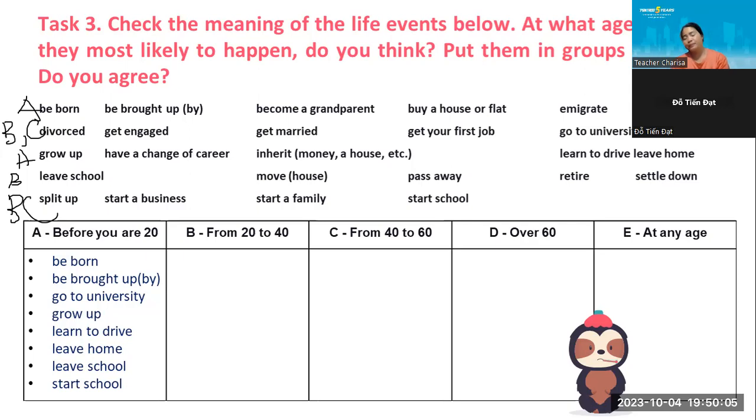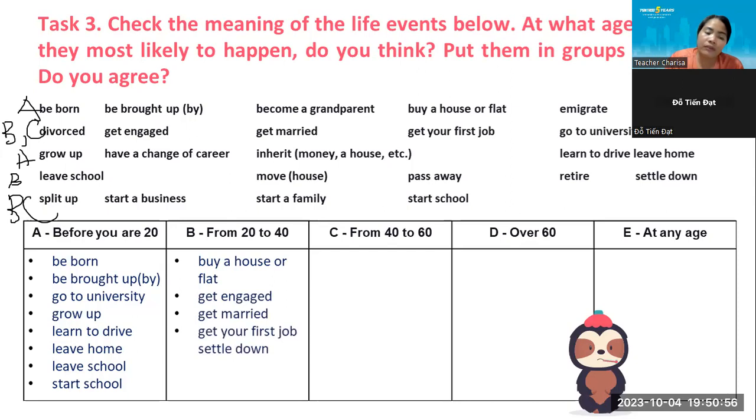How about from 20 to 40? What is your answer? I think it is get married, inherit, buy a house or flat, get the first job, learn to drive, leave home, right? Yes, get engaged, get married, get your first job, settle down, split up, start a family. So that's 20 to 40.